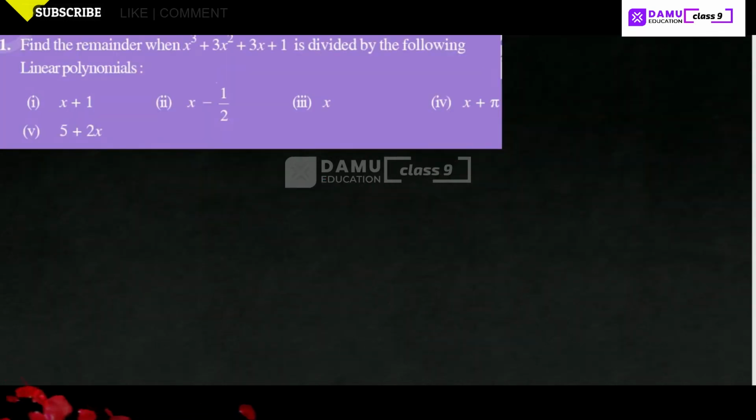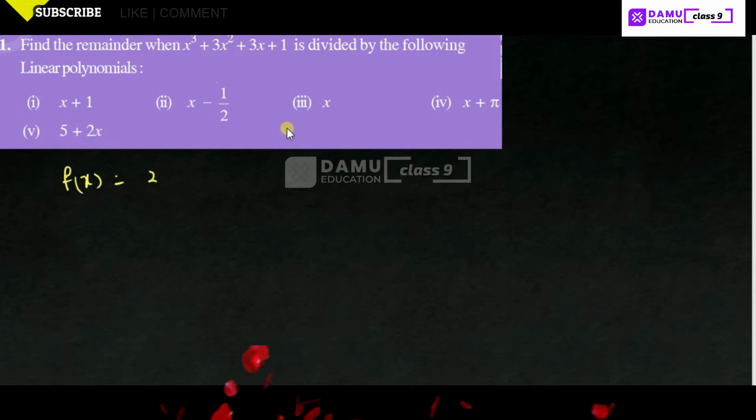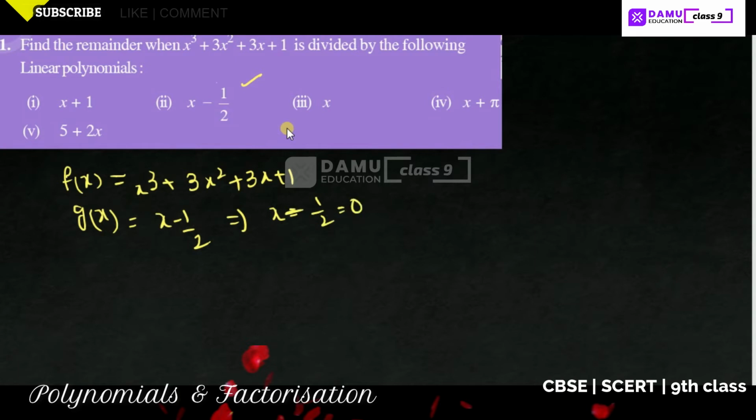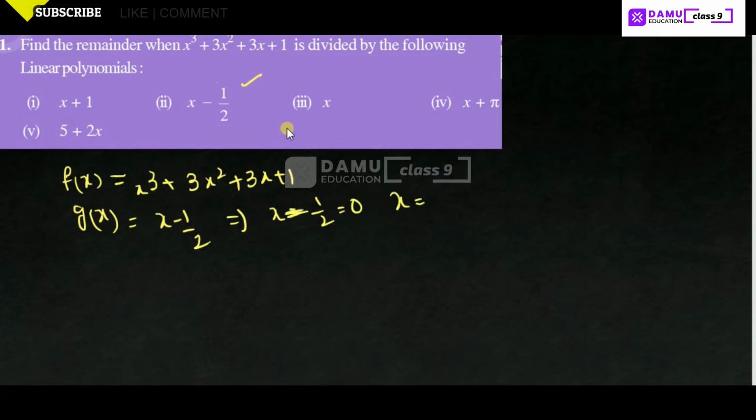The second one: they have given f of x as x cube plus 3x square plus 3x plus 1. Then what is g of x? It is divided by g of x, where g of x is x minus 1 by 2. So we have to find the x value from this. x minus 1 by 2 equals 0, so x is equal to 0 plus 1 by 2, that is 1 by 2. If you shift it to the right side, it becomes plus.